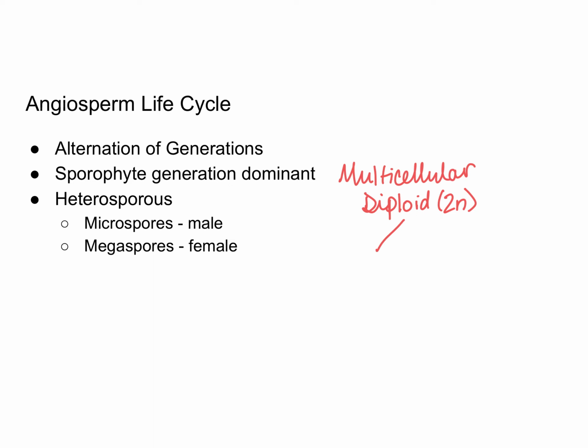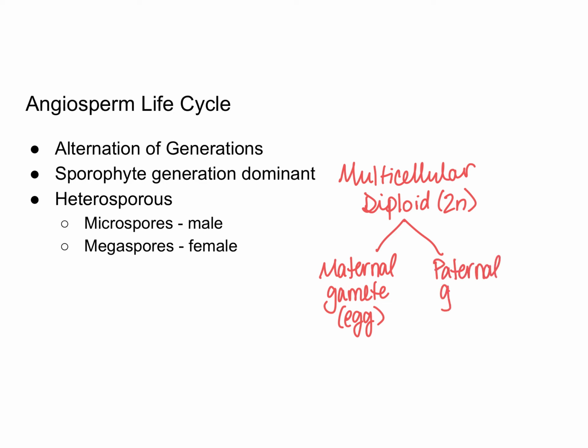One set of chromosomes comes from the maternal gamete, which is the egg, and one set comes from the paternal gamete, which is the sperm. Angiosperms are heterosporous, which means that they have separate male and female structures involved in sexual reproduction.